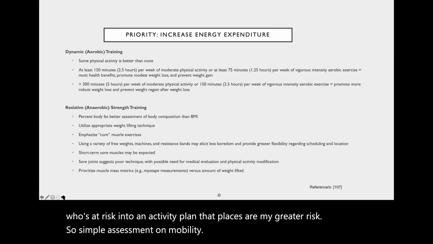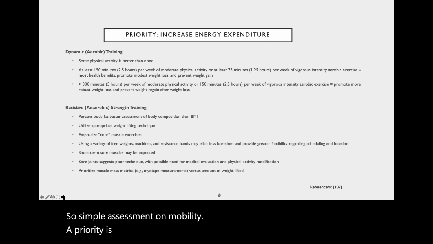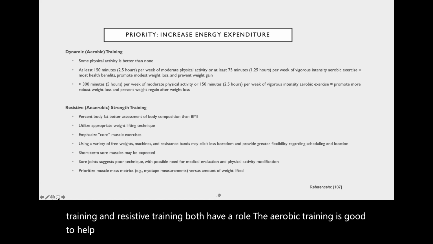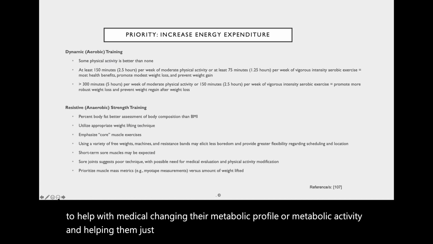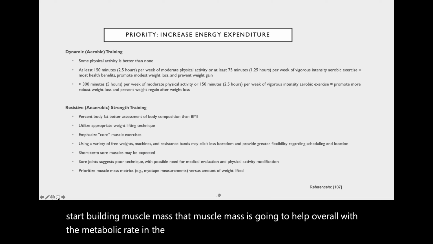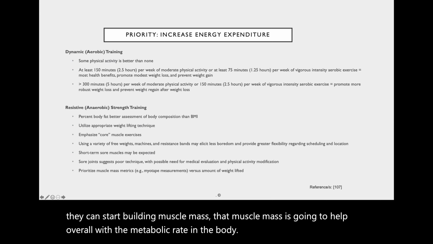A priority is increasing energy expenditures. So dynamic aerobic training and resistive training both have a role. The aerobic training is good to help with changing their metabolic profile, the metabolic activity, and helping them just burn calories. Resistive is good because if they can start building muscle mass, that muscle mass is going to help overall with the metabolic rate in the body. Emphasizing core muscle exercises is great.